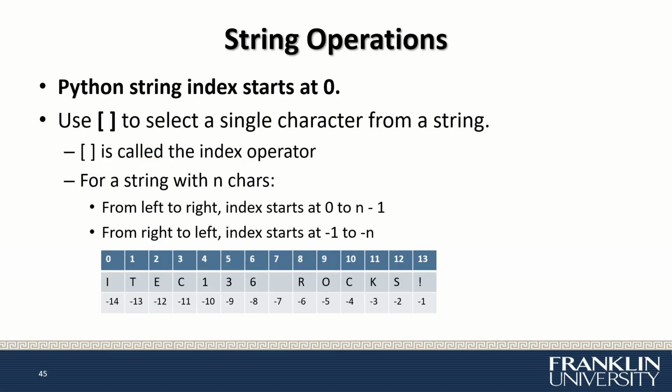Python string index starts at 0, and we use what we call the index operator, which is open square bracket, close square bracket, to select a single character from the string. So given a string with n characters, from left to right, the index starts at 0 to n minus 1. From right to left, the index starts at minus 1 to minus n. Python has a negative index. When using negative index, the index goes from right to left. In this sense, this is using the negative index. This is using the positive index, starting with 0.